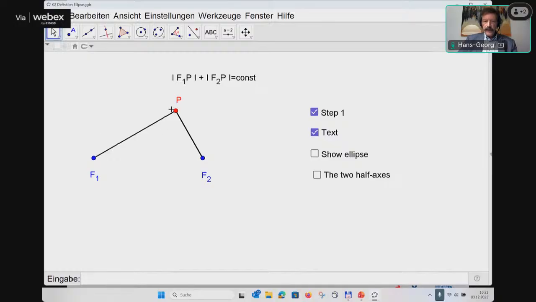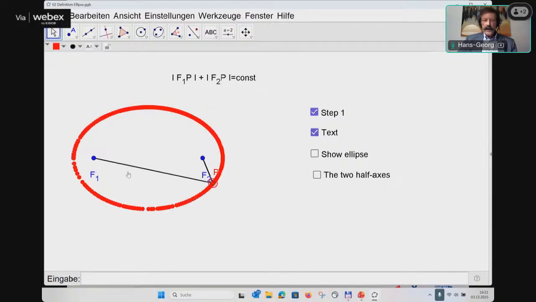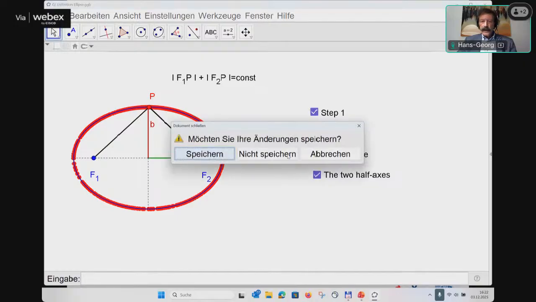It's always the same. And if you do this, then you get at the end an ellipse here. An ellipse, this is the construction of an ellipse. So this is the definition of an ellipse, that the sum of these two straight lines, of these two distances, is always constant. I can show this in this ellipse, and we come to this later.